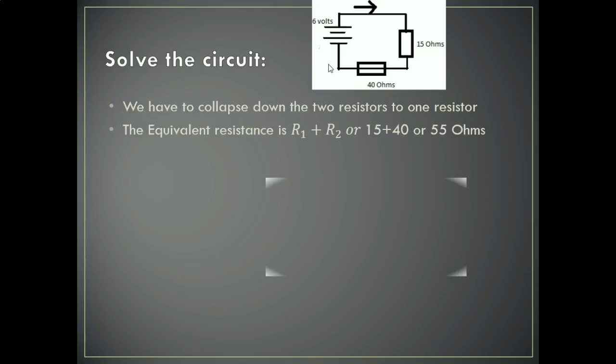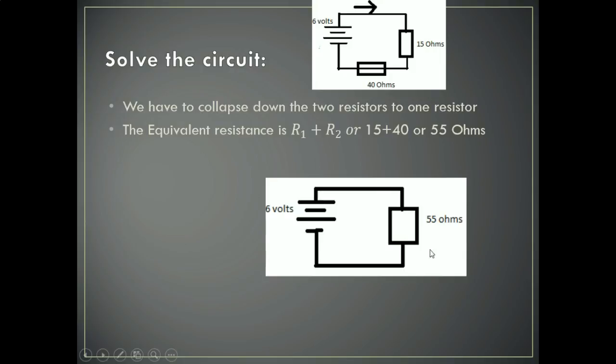So I'm going to take these two resistors and combine them into one. Since we know equivalent resistance is just the two resistors added together, it's 15 plus 40, which is 55 ohms. So now that we've collapsed this down, the equivalent resistance of these two is equal to 55 ohms. That's what R EQ means. Now we can use Ohm's law, because we have voltage and resistance, and we only need the current.